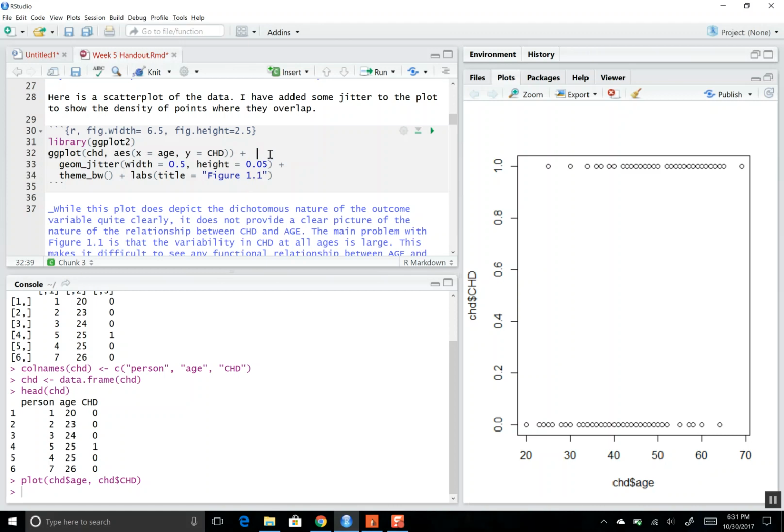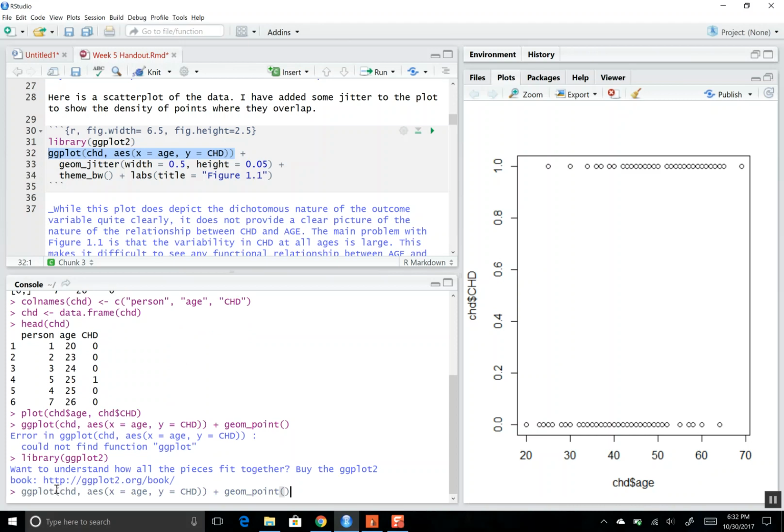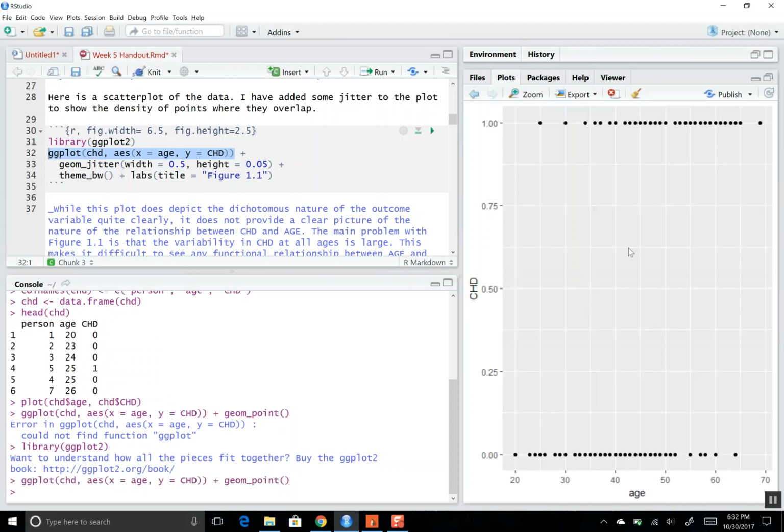And are you guys familiar with ggplot? Kind of, sort of, not really? Okay, so with ggplot, we're going to map the age column to the x-axis, and the coronary heart disease variable to the y-axis, okay? And if I just plotted this along with geom point, the resulting plot would look exactly the same as what we have here, except it would be a little bit more aesthetically pleasing, but it's pretty much exactly the same.